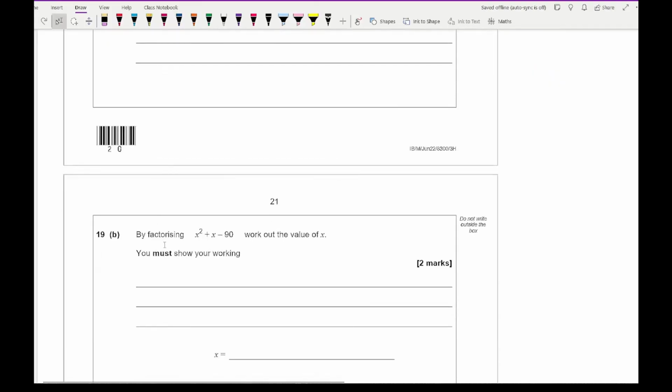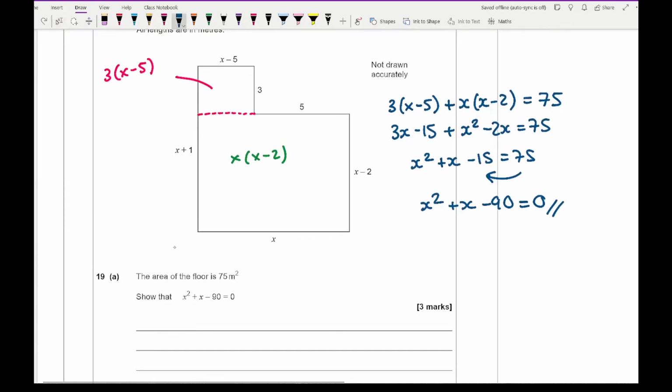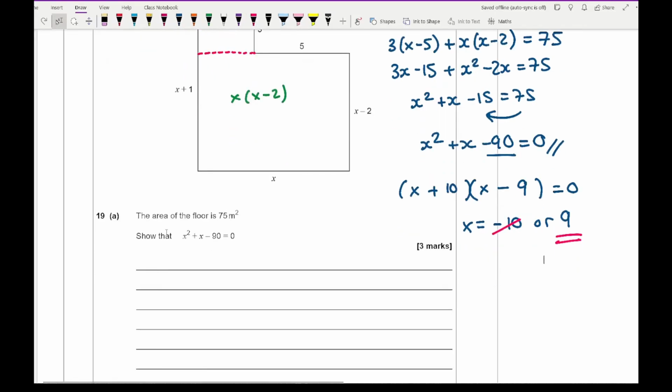Then for B, it says by factorising, work out the value of x. So I'm looking for two numbers that multiply together to give me minus 90, and added together give me 1. So here my two numbers are going to be 10 and 9, and it's going to be plus 10 and minus 9. Make sure you're always writing equals 0. So the two solutions are going to be minus 10 or positive 9. Now it can't equal minus 10 because we can't have a negative length. So the correct answer should be 9 meters.